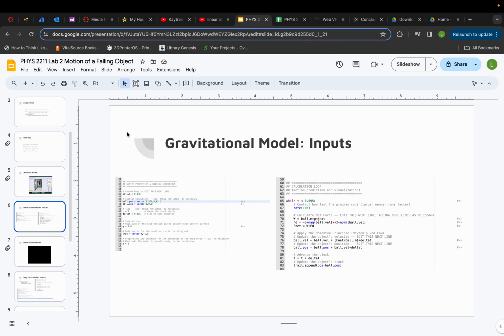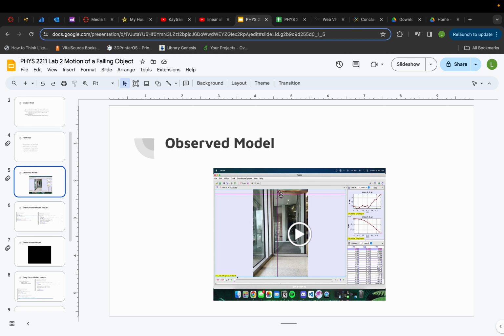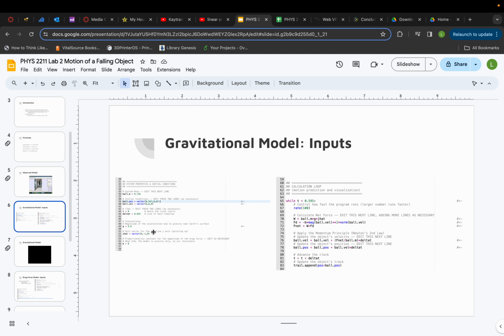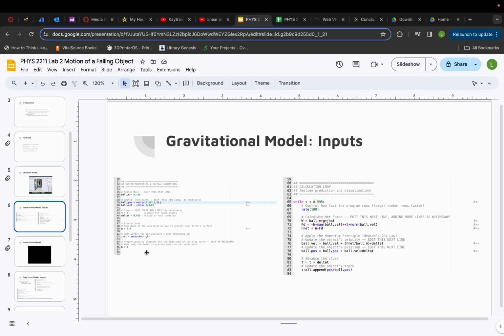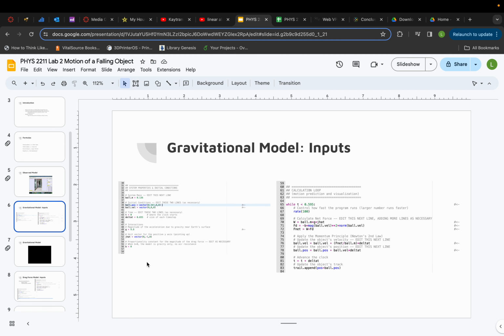So as you can see, the gravitational model requires a few inputs. First, the mass of the object was 0.136 kilograms, and the starting position vector was 0.567 in the y direction. And as you can see, based on the placement of our axis, the object will move in a negative y hat direction. Similarly, the j hat vector is represented as -1 to show that it moves in the -y direction.